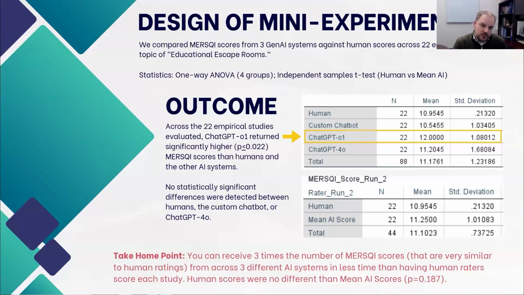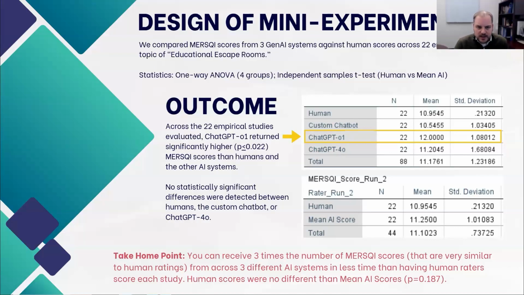And across the 22 empirical studies, ChatGPT-o1 returned significantly higher MRSCI scores than humans and all the other AI systems. And this was a bit of a surprise. It was an unexpected finding for us. We're still not sure exactly why ChatGPT-o1 returned higher scores.